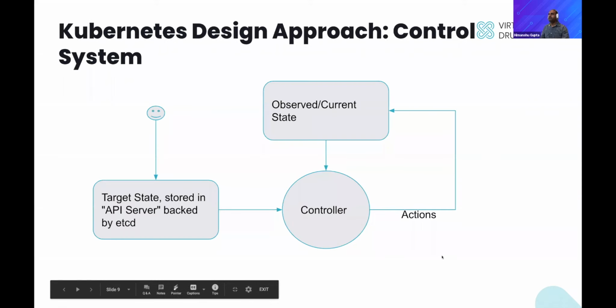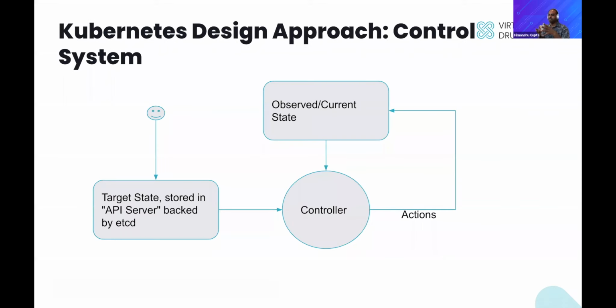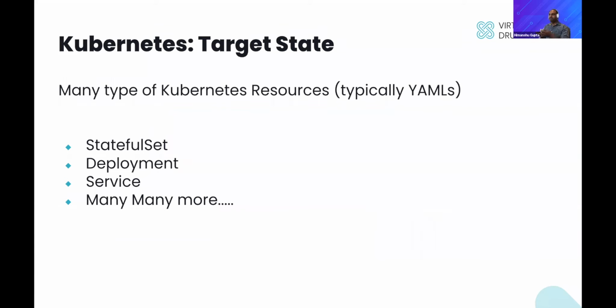Okay, so here we talk about the target state, which is what you give to Kubernetes, and then it tries to do certain actions to make that a reality. The way you specify that state is in terms of YAML resources to Kubernetes, and Kubernetes comes with a whole lot of different built-in resources like stateful sets, deployments, services. With the stateful set or deployment, you basically say, hey, this is my Docker image, this is the number of replicas I want, go deploy it on the cluster.